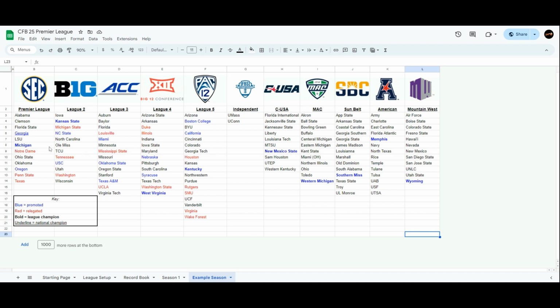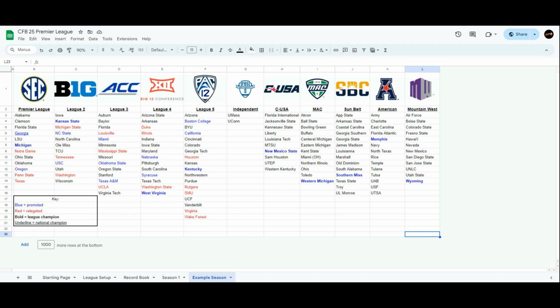Now, if we focus up a little bit more, you'll notice that Georgia over here is underlined. Georgia won the national championship in the game. But again, we need to stop thinking about the national championship as the ultimate goal, but instead do what they do in international soccer. In soccer across the world, every year there is a tournament called the Champions League.